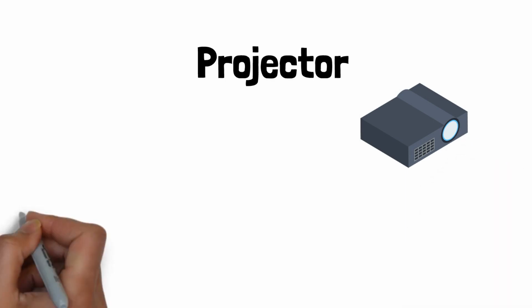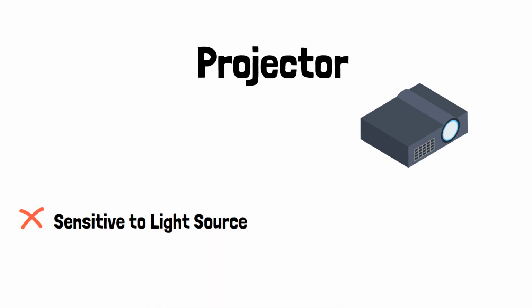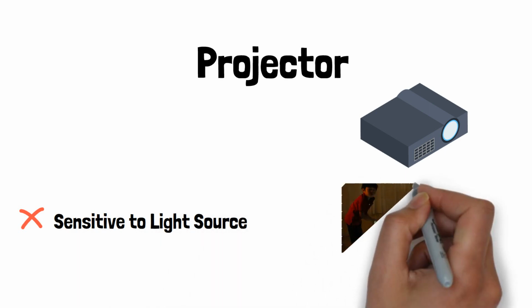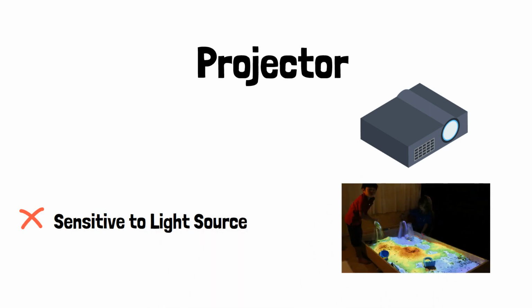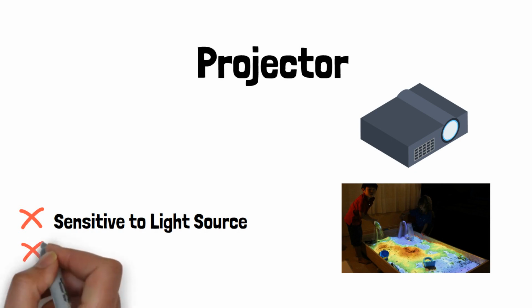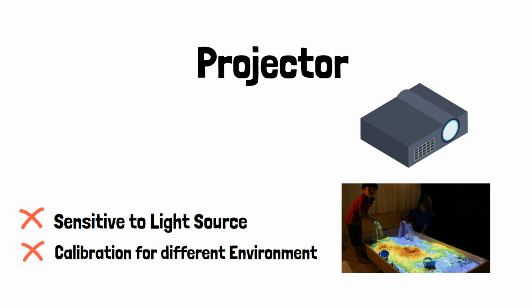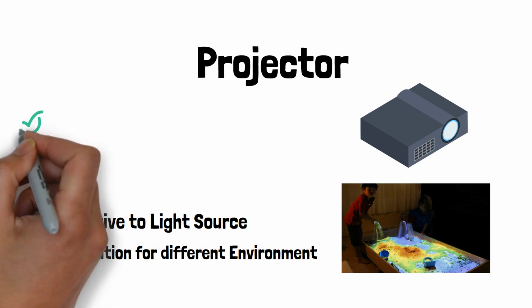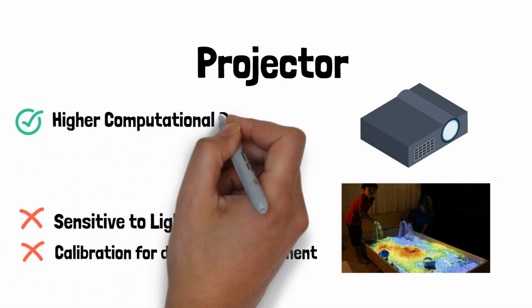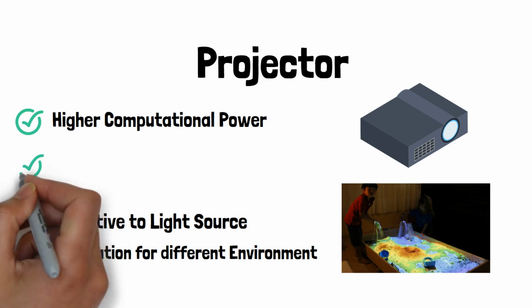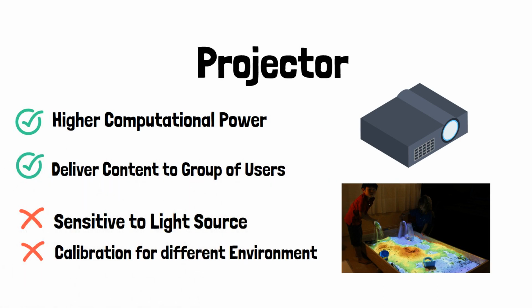Last but not least is the projected device. They are placed within the environment instead of carried by the user. The quality of the image is greatly affected by other light sources. Hence, this type of display requires an indoor scenario where the light source is controllable for the best quality. The device also needs to be calibrated for different environments. But projection technology has the benefit of utilizing full computational power, and it can deliver content to a group of people at the same time, which might be ideal or crucial for some scenarios.